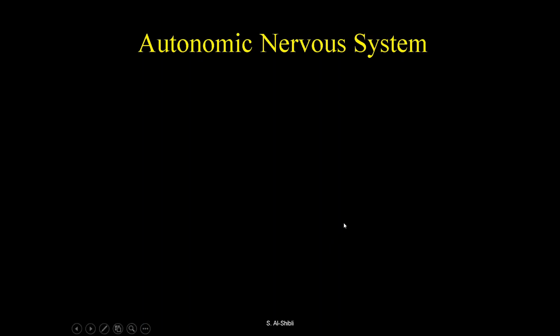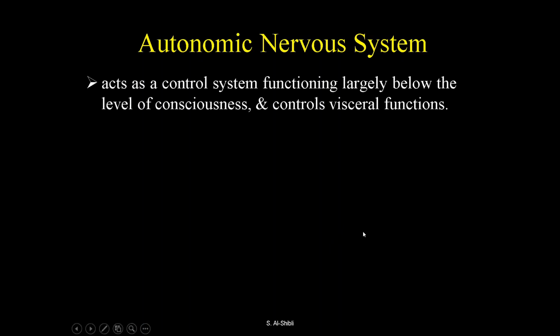Autonomic nervous system actually acts as a control system functioning below the level of consciousness, mainly related to the visceral function. We have the sympathetic and parasympathetic. I will touch a little bit about this. I will not enter into full details because it needs 2 or 3 lectures.